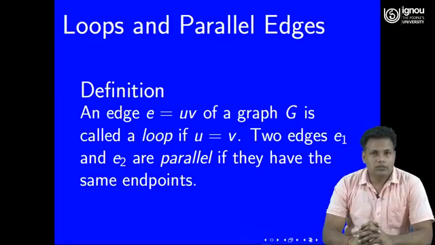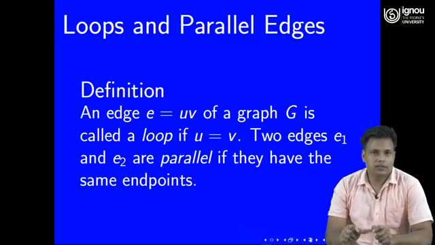Now we shall talk about the concepts of loops and parallel edges. An edge e equal to uv of a graph G is called a loop if u equals v. That means an edge is called a loop if both its endpoints are the same, as we have seen in the previous example. And 2 edges e1 and e2 are called parallel if they have the same endpoints. That means the endpoints of one edge are precisely the same as the endpoints of the other edge. In that case, those 2 edges are called parallel.